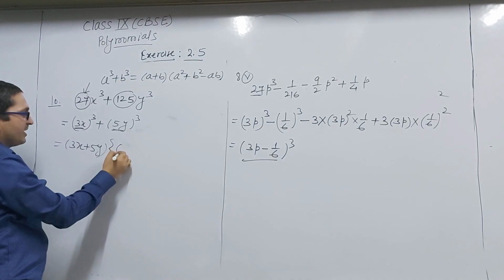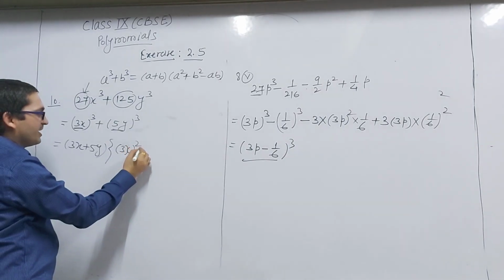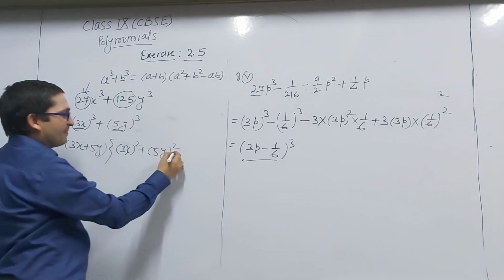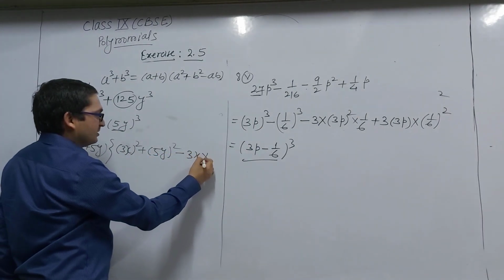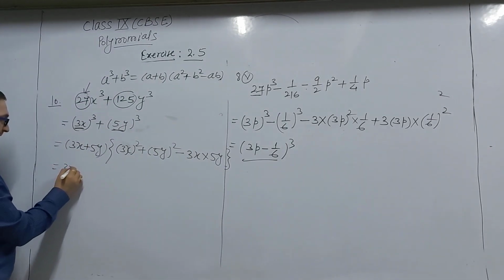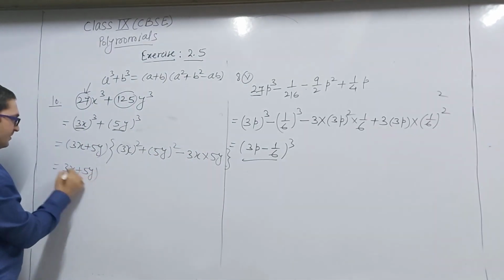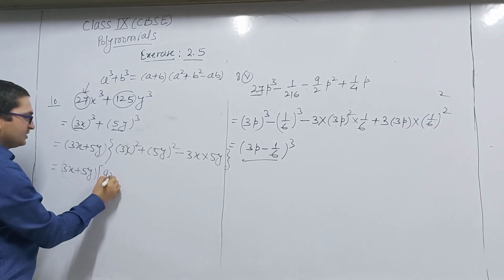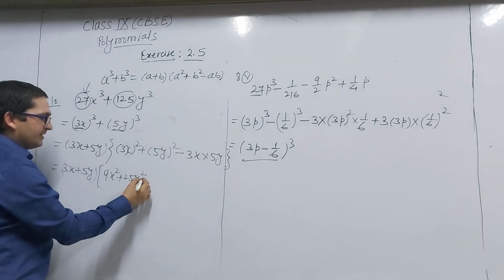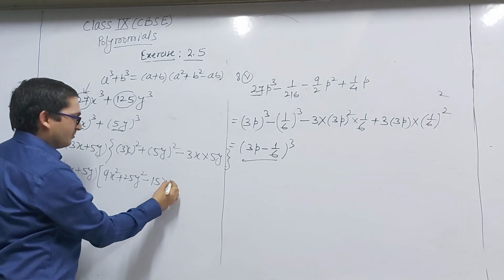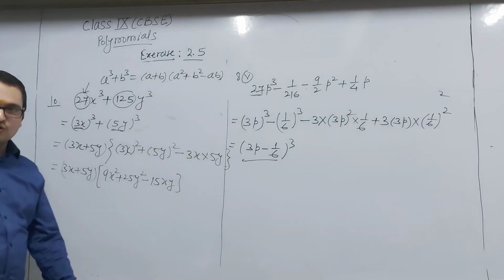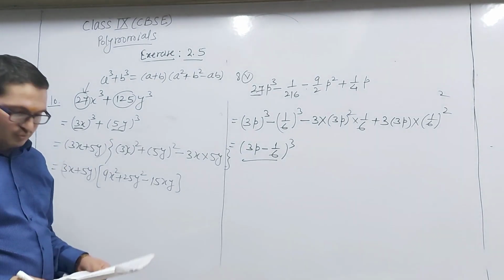Now a square means 3x whole square, plus 5y whole square, minus ab, which is 3x into 5y. Okay. Now you can write 3x plus 5y, and here it will be 9x square plus 25y square minus 5 3s are 15xy. Okay, this is the answer. We have applied the identity a cube plus b cube.